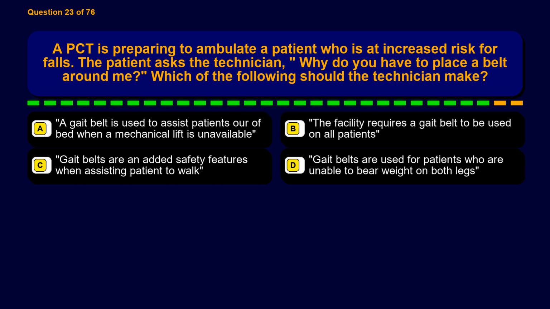A PCT is preparing to ambulate a patient who is at increased risk for falls. The patient asks the technician, "Why do you have to place a belt around me?" Which of the following should the technician say? Option A, a gait belt is used to assist patients out of bed when a mechanical lift is unavailable. Option B, the facility requires a gait belt to be used on all patients. Option C, gait belts are an added safety feature when assisting patients to walk. Option D, gait belts are used for patients who are unable to bear weight on both legs.